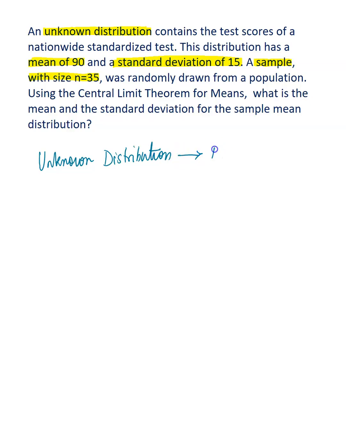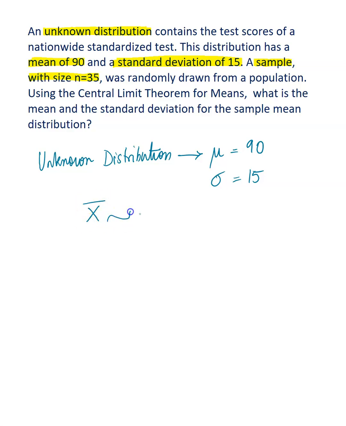And that distribution has a mean of 90 and a standard deviation, sigma, of 15. So these are the details given to us. Now we are asked to find the standard deviation and mean for the sample mean distribution.